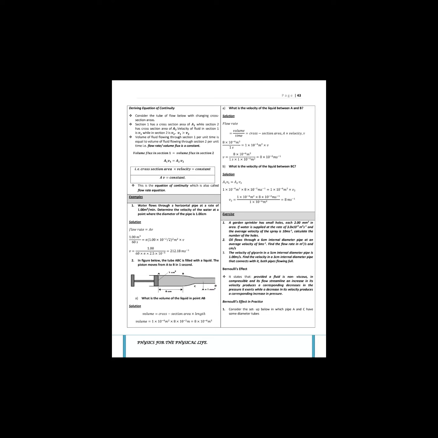We get some value. What is the value of the cross-section area? You must now have your calculator there.